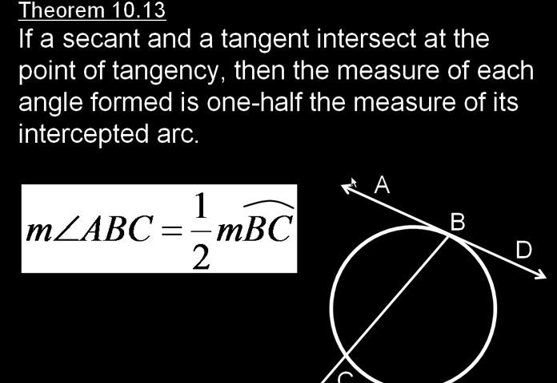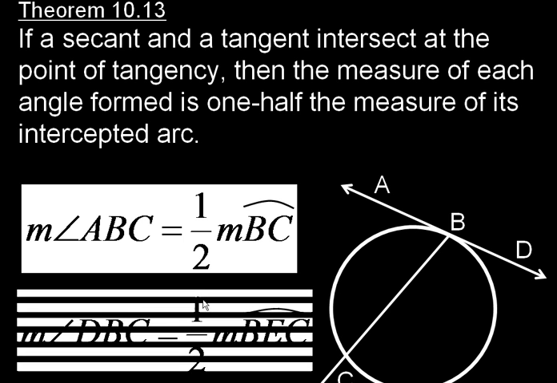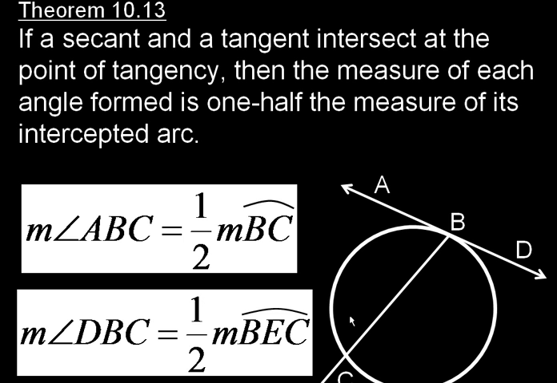So the measure of angle ABC, here's ABC right here, would be 1/2 of the measure of arc BC. So here's arc BC, and ABC, that angle formed, would be 1/2. Alright, how about DBC? DBC is 1/2 the measure of BEC. Now we're not showing point E, but we're talking about this arc right here, along here. So DBC is 1/2 the measure of arc BEC.